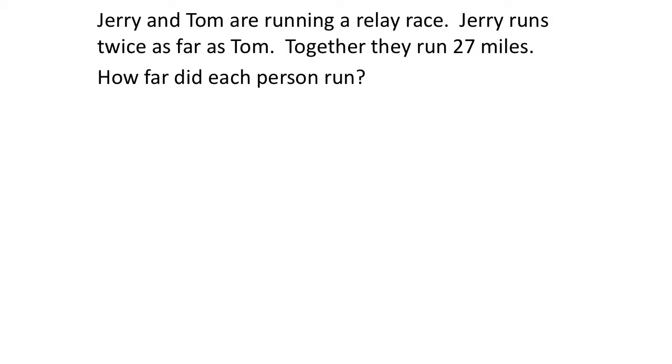Jerry and Tom are, should that be Tom and Jerry, are running a relay race. Jerry runs twice as far as Tom. Together they run 27 miles. How far did each person run? So we got Jerry. And we got Tom. J and T, right? When we add those two distances that they ran together, we should get 27 miles.